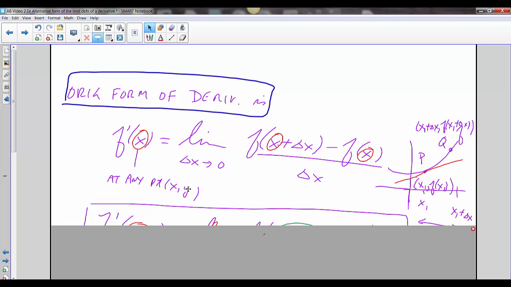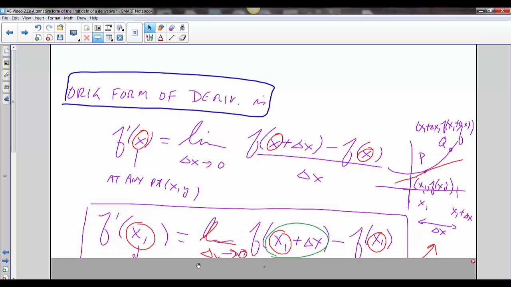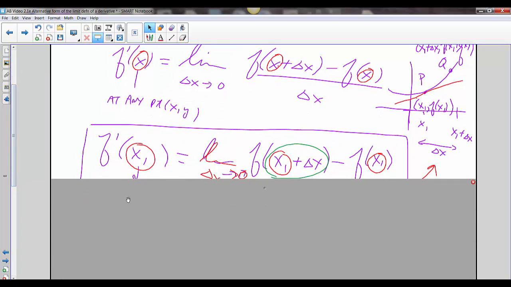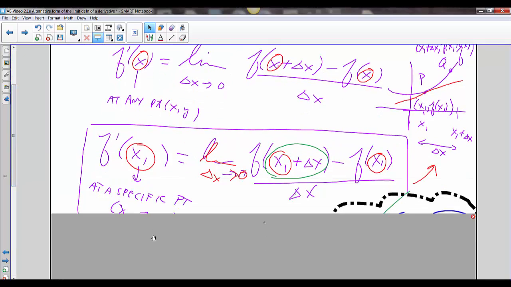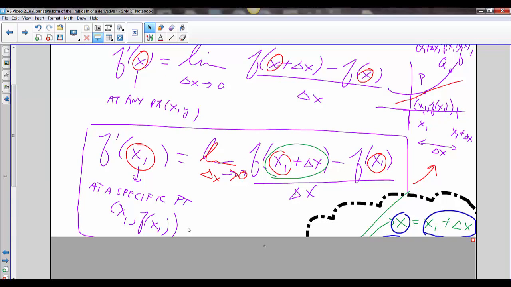Now that's a general formula that we can use to find the first derivative at any point x comma f of x. This original form can also be used, and we saw this before, to find the derivative at a specific point, a specific x value. So here the only difference is that instead of x, I have x1.